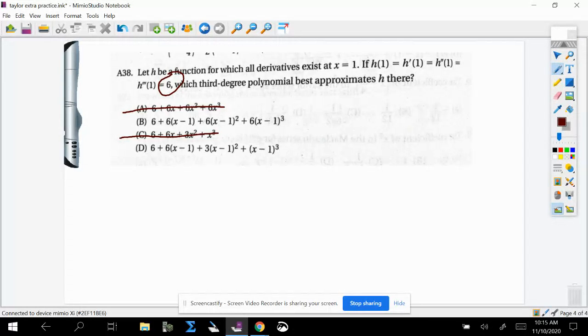My next one is going to be 6 times (x minus 1) to the second power over 2 factorial. And you can see right there, B forgets to divide by the factorial. It still has the coefficient of 6. It actually has the same problem with the last term as well. So the correct one here is D.